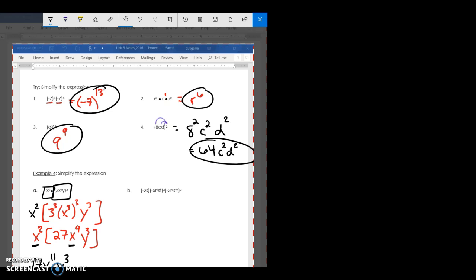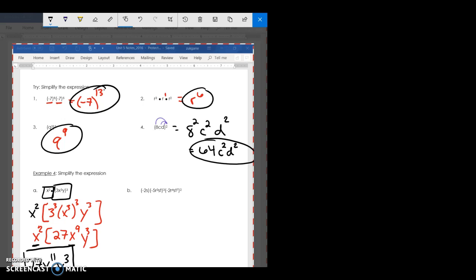So again, don't try to combine the x and the y or the 27 and the x. Just look for the ones that have the same base. So I'm just combining the 2 x's. So here is our final answer.